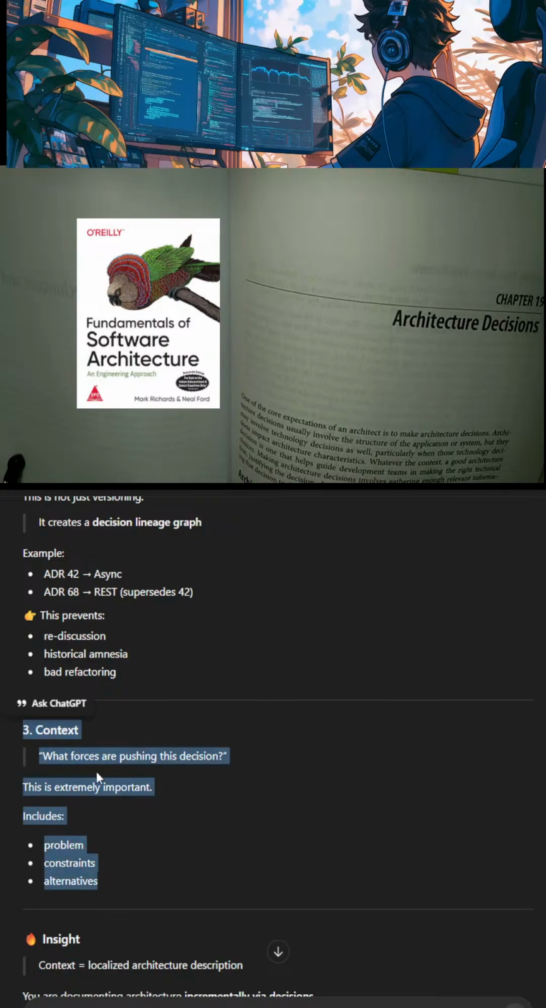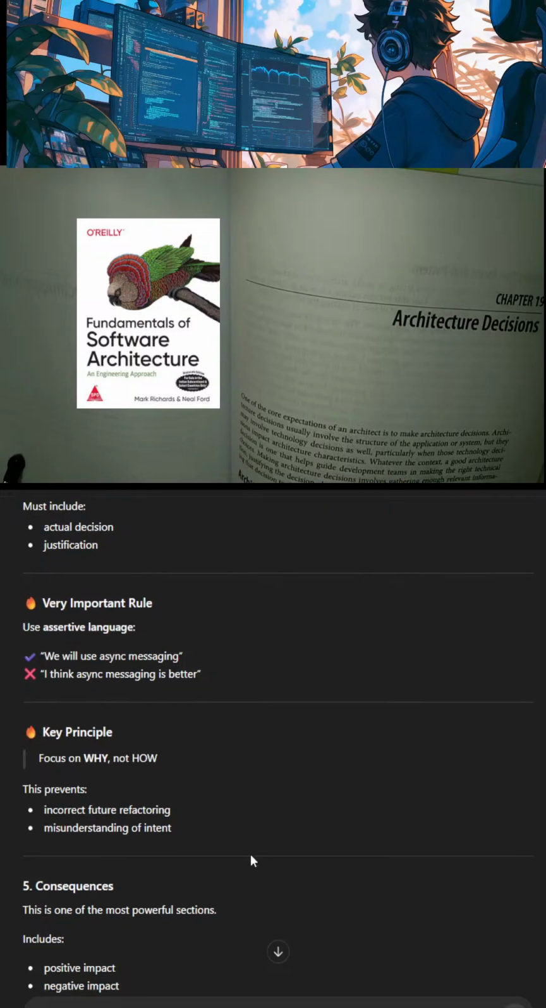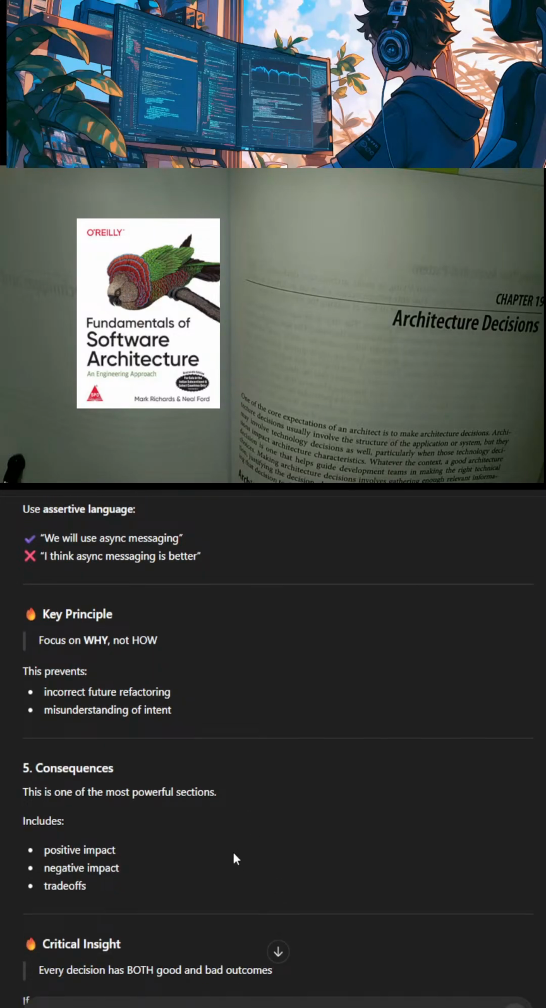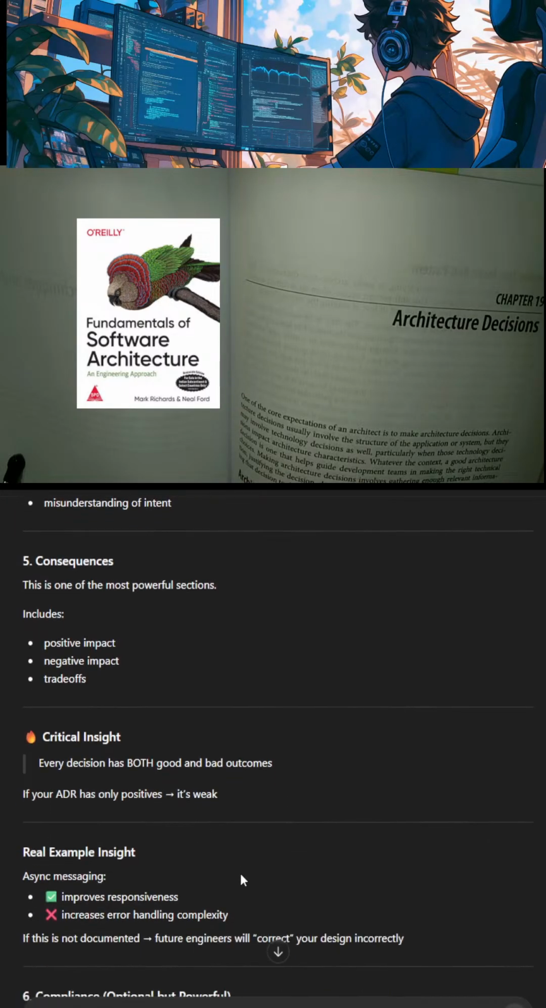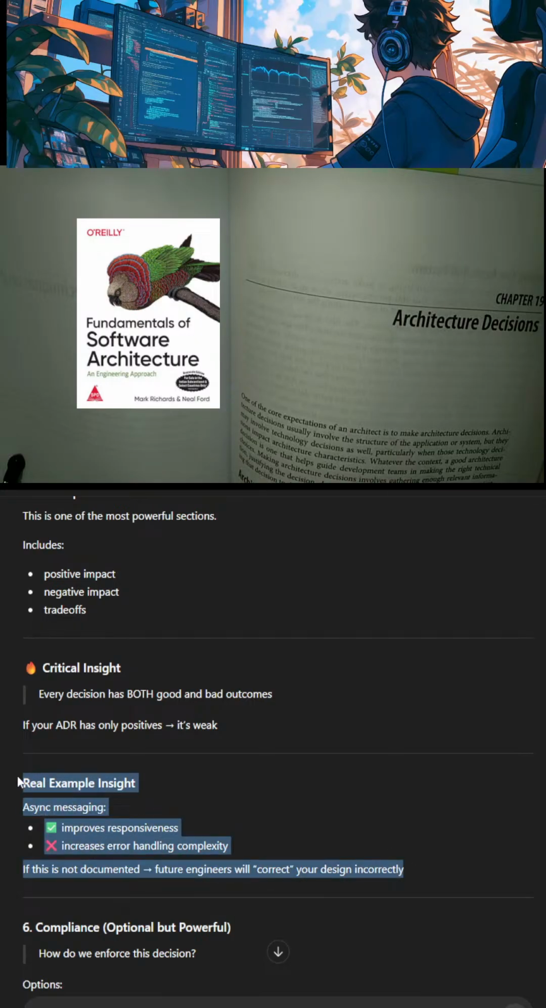Naka-excite, parang gusto ko tong itry. Insight: you're documenting architecture incrementally, decision by decision. Async messaging improves responsiveness, increases error handling complexity. If this is not documented, future engineers will correct your design incorrectly. Oo nga, no? It makes sense. So para alam nila why I was able to come up with the decision. So mas nagwe-weigh in ng improving responsiveness than the increase in error handling complexity.